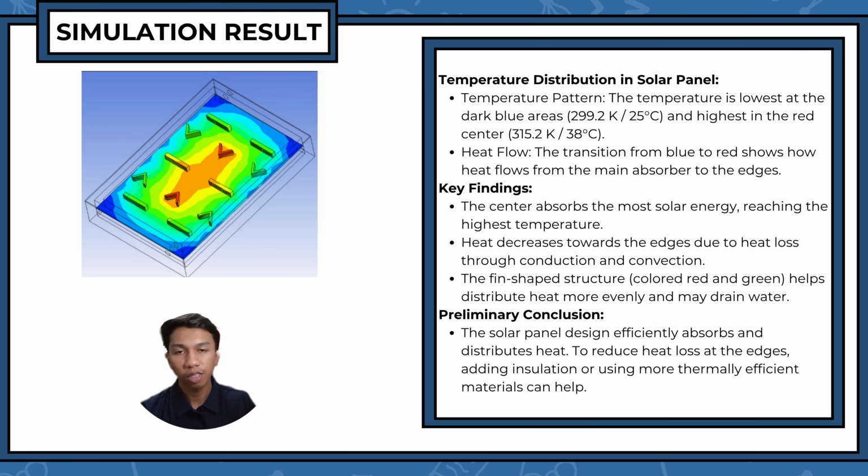This is the simulation result. The minimum temperature we get is 299 Kelvin, which is 25 to 26 Celsius, and the highest temperature we get is 315 Kelvin, which is 42 Celsius. The center absorbs the most solar energy, reaching the highest temperature. Heat decreases toward the edge due to heat loss through conduction and convection. The fin-shaped structure helps distribute heat more evenly and may drain water.